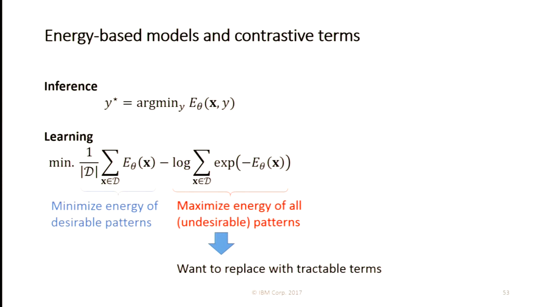So the learning part is more important. In the case of a stochastic energy model, this is your objective function. You want to minimize the energy of some patterns that appear in your data, but you also want to maximize the energy of all other patterns. But this part is sort of intractable, so we want to replace this term with some tractable terms.